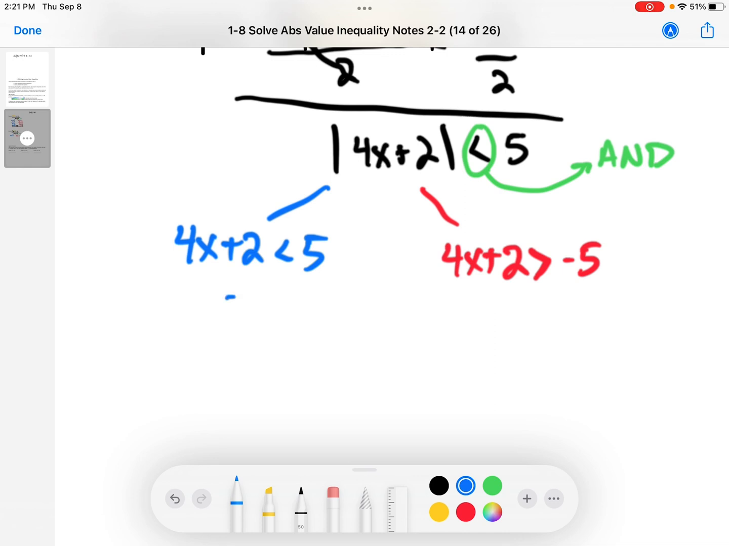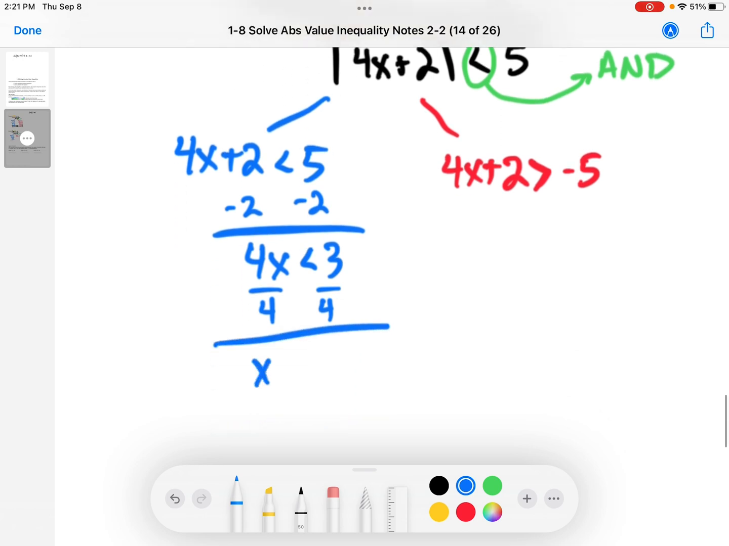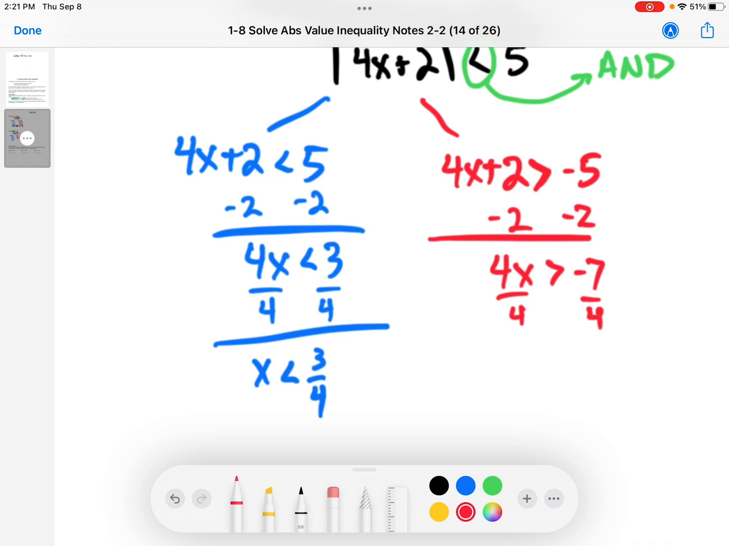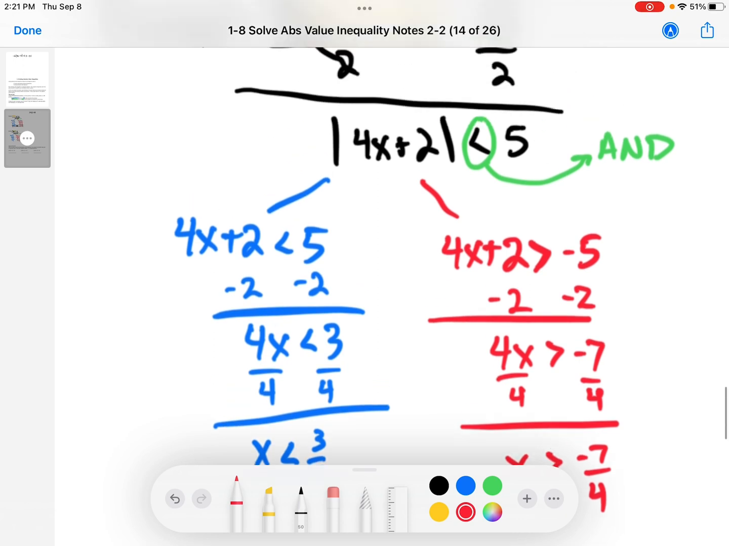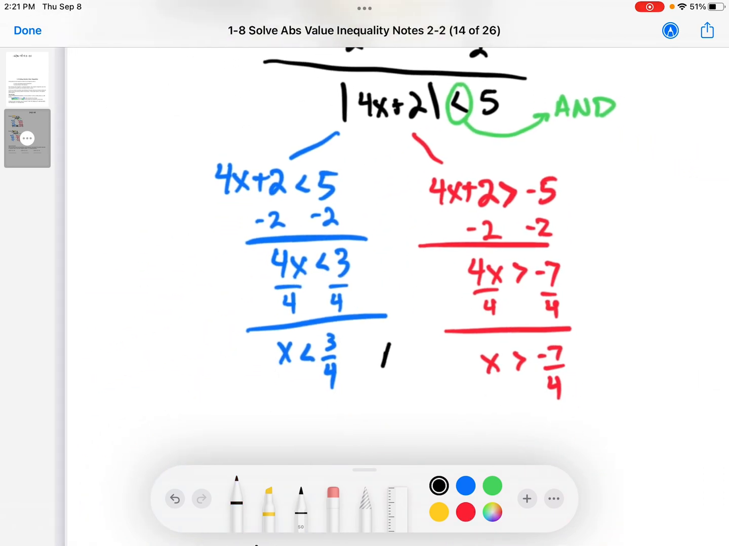Subtract 2 and divide by 4. Same thing on the other side. It works both ways. We subtract 2 and then divide by 4. All right, we decided up here at the top that was a less than sign. That means we're going to use the word "and." So that's what we put right here.